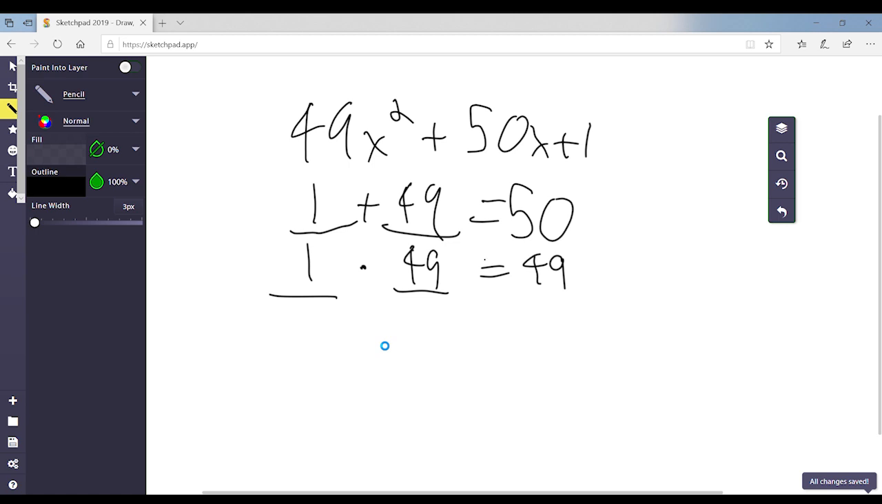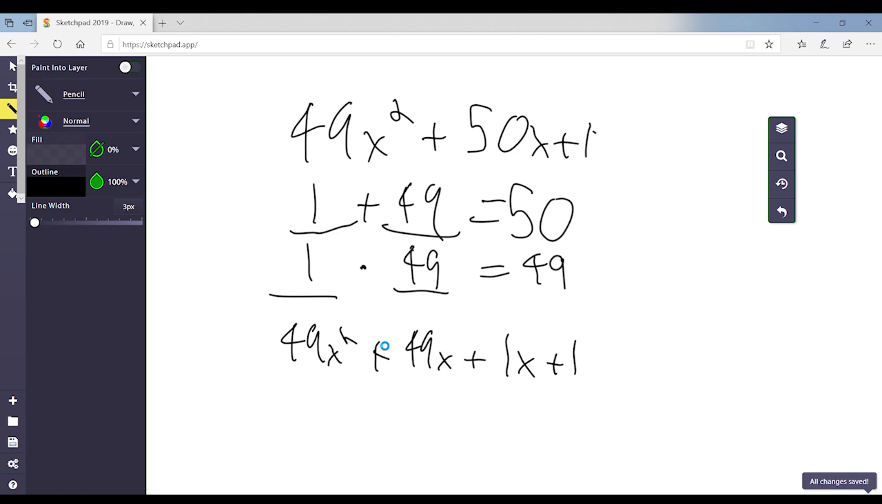And the reason that we have to do 49 here is because it's a times c. So this is a and this is c, and you multiply them together to get 49. And we have to find two numbers that will multiply to equal that, and we just did. So we have 1 plus 49 equals 50, and 1 times 49 equals 49. So now all that's left to do is to start to factor. So we get 49x squared plus 49x plus 1x plus 1, okay?